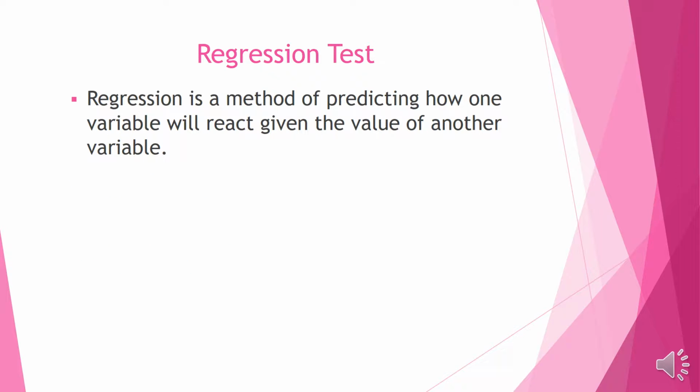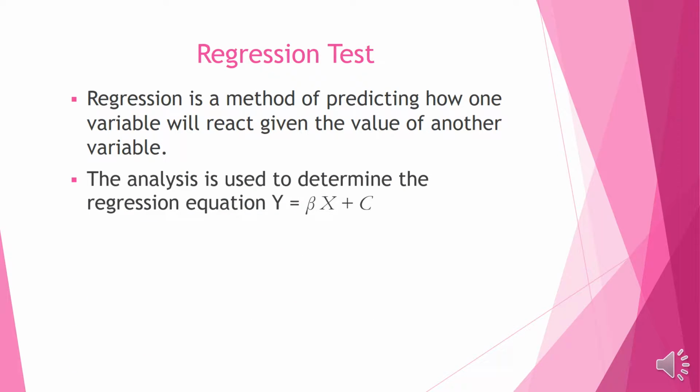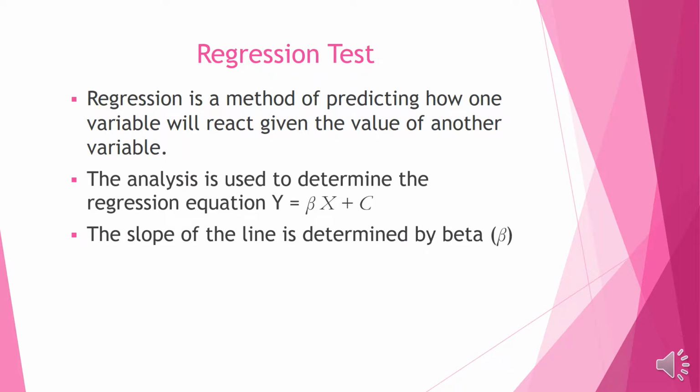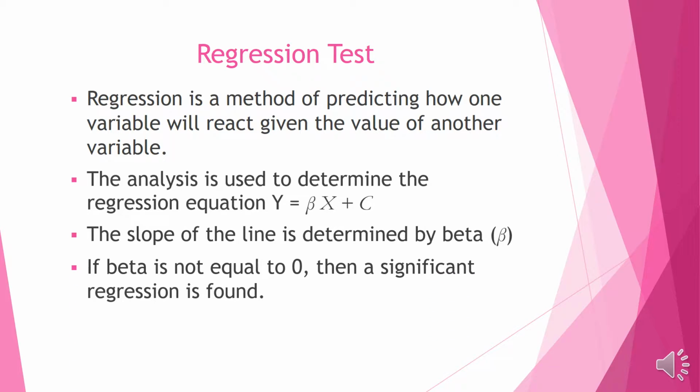The regression test is a method of predicting how one variable will react given the value of another variable. The analysis is used to determine the regression equation, which is y equals beta times x plus c. The slope of the line is determined by beta. If beta is not equal to 0, then a significant regression is found. Also, if p is less than 0.05, then the null is rejected.